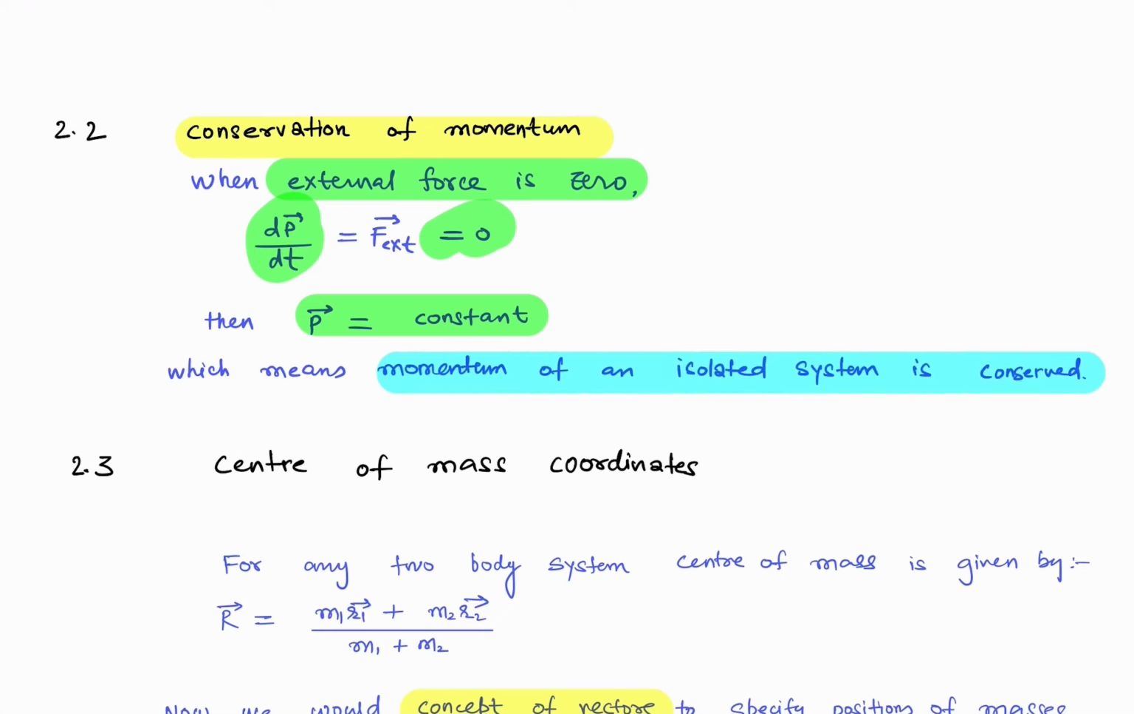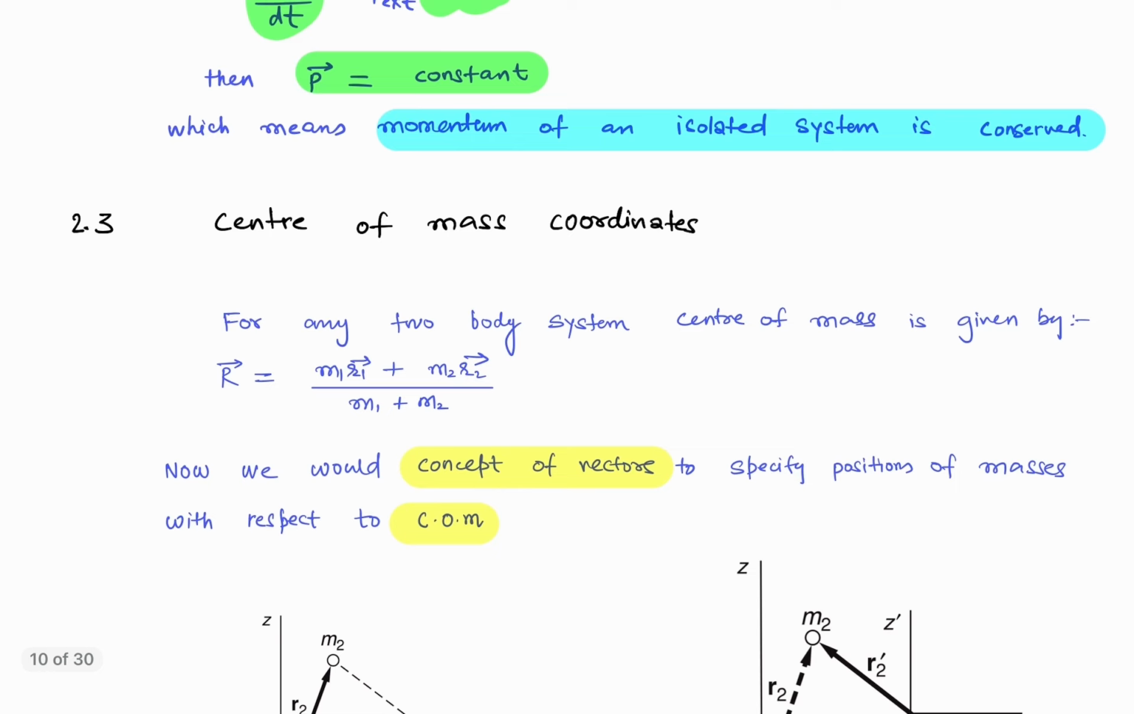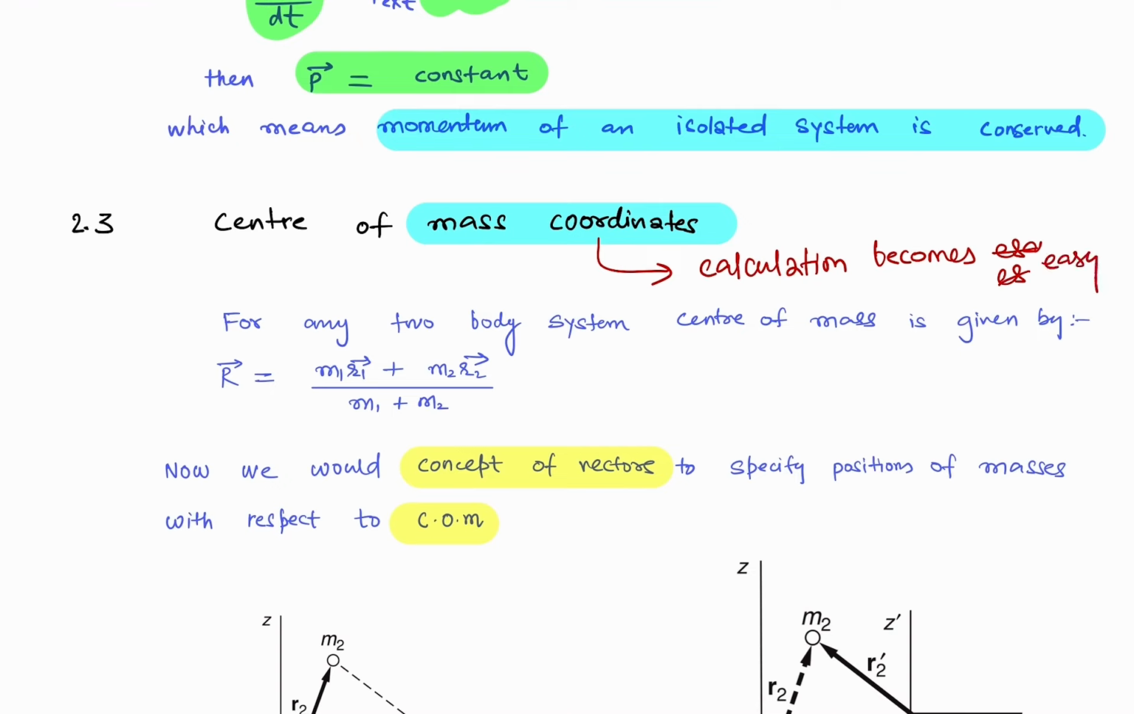It doesn't change. Now we need to know something about center of mass coordinates. Coordinates could be of two types. One is the normal coordinate, which we just refer to as coordinates. The other is the coordinate which could be associated with the center of mass of the system. And the reason is very simple: when we associate the coordinates with the center of mass of the system, the calculation becomes very easy.